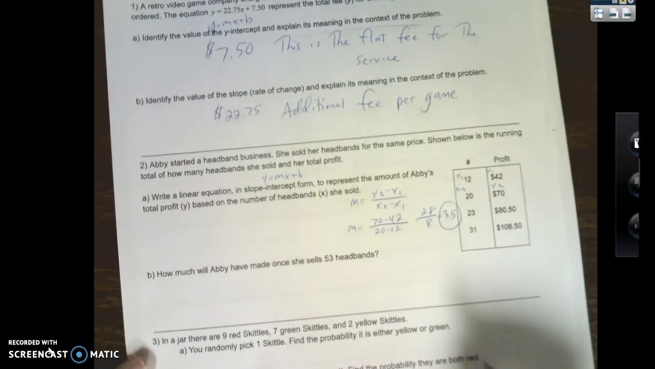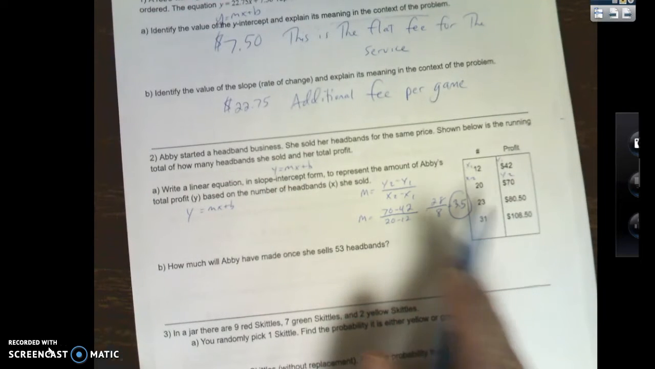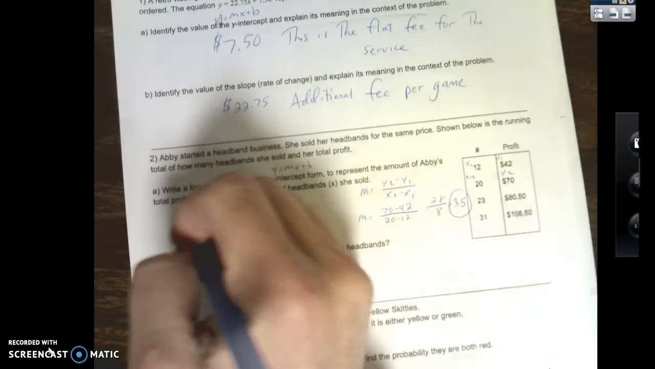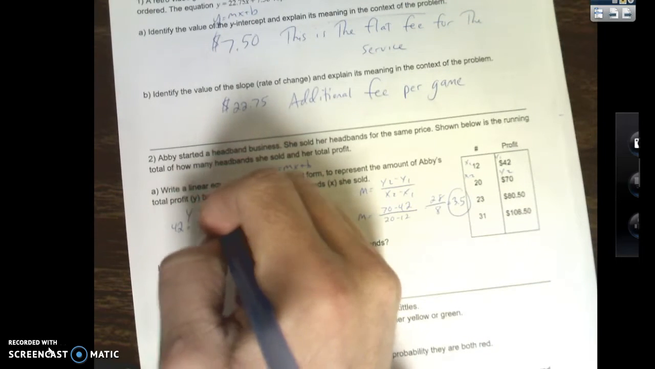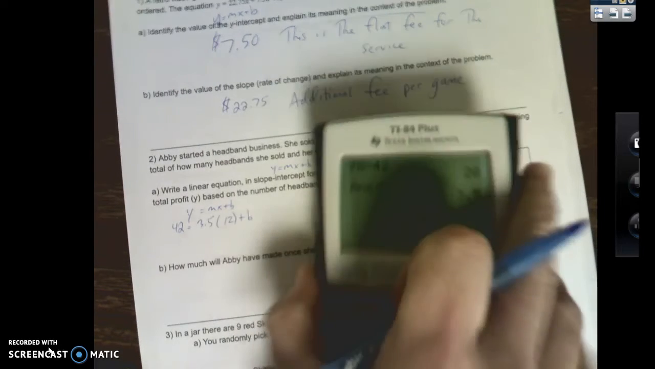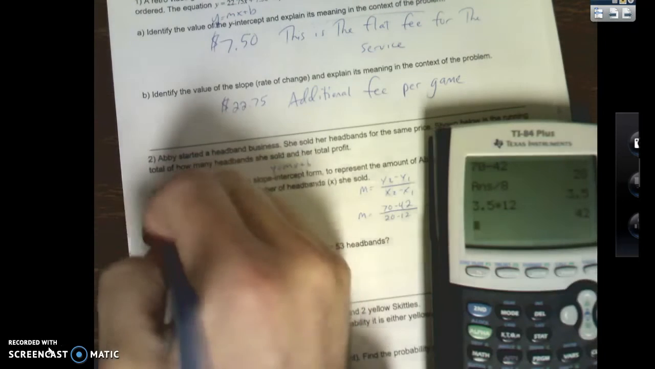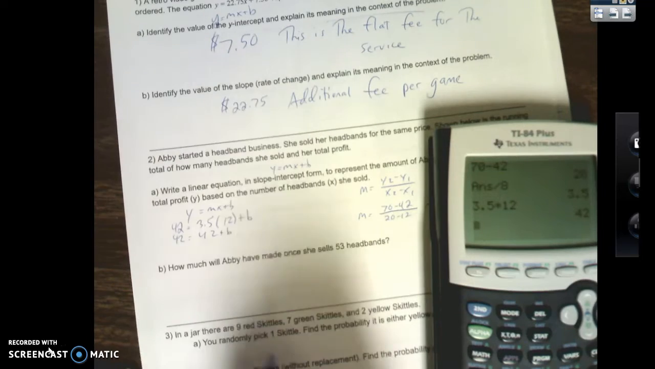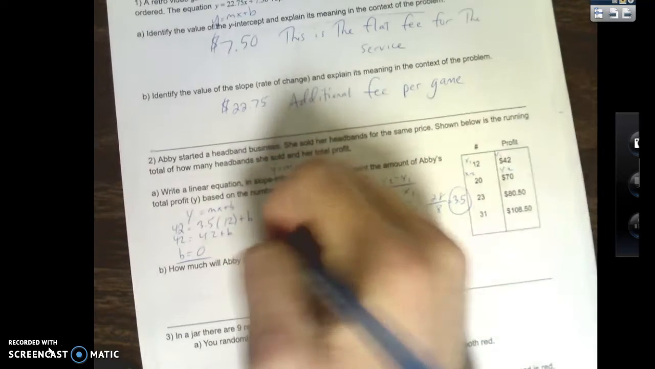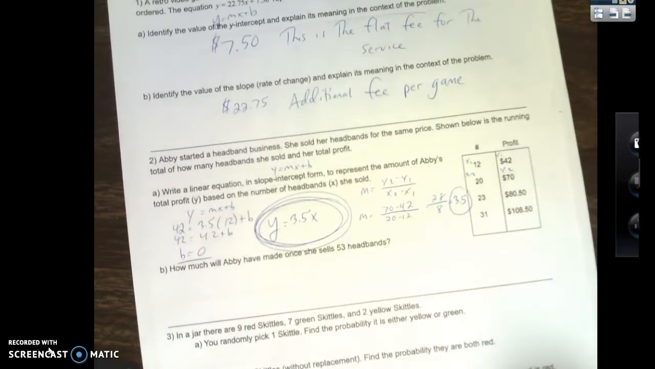All right. Now, since we have y equals mx plus b, and you now know what your m is, I can pick a random point. I'm going to pick the first one. I'm going to put 42 in for y equals 3.5 times my x is 12. Okay. So here, a little bit more work. 3.5 times 12 is 42. So 42 equals 42 plus b. If I subtract that over, b equals 0. So my equation is y equals 3.5x, and I don't have to put plus 0 because it doesn't matter.